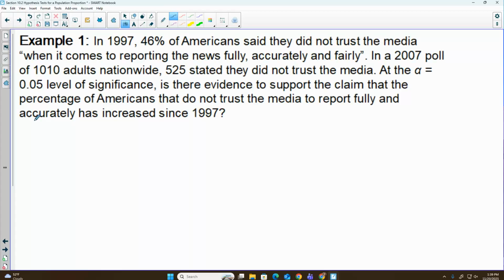So let's look at one. Make sure you are taking good notes here because you have to have all the required information. I will be checking for criteria on this. You have to state the null and alternative hypothesis. You can't test it if there's no hypothesis there.